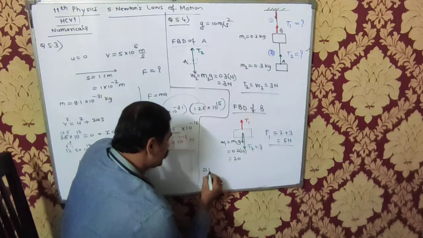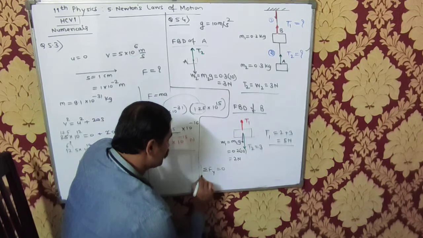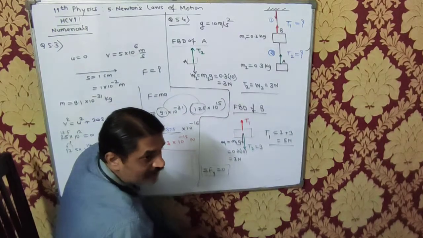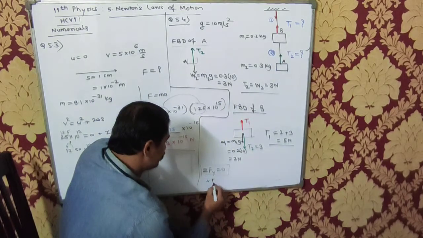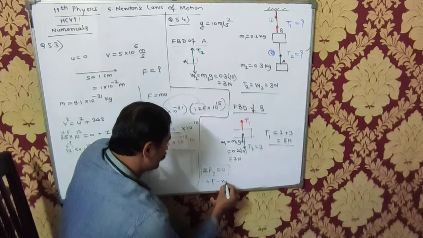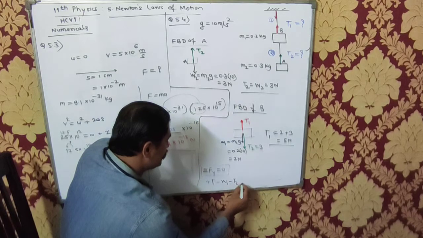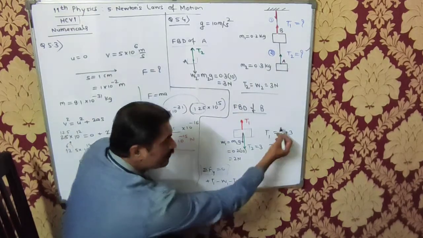Summation of all the forces in the y direction is equal to 0 because of equilibrium. Now what does this mean? I'll have to go for some sign conventions. Upward force positive, plus T1; downward force negative, minus W1; downward T2 negative, minus T2 is equal to 0. Well, it means the same.